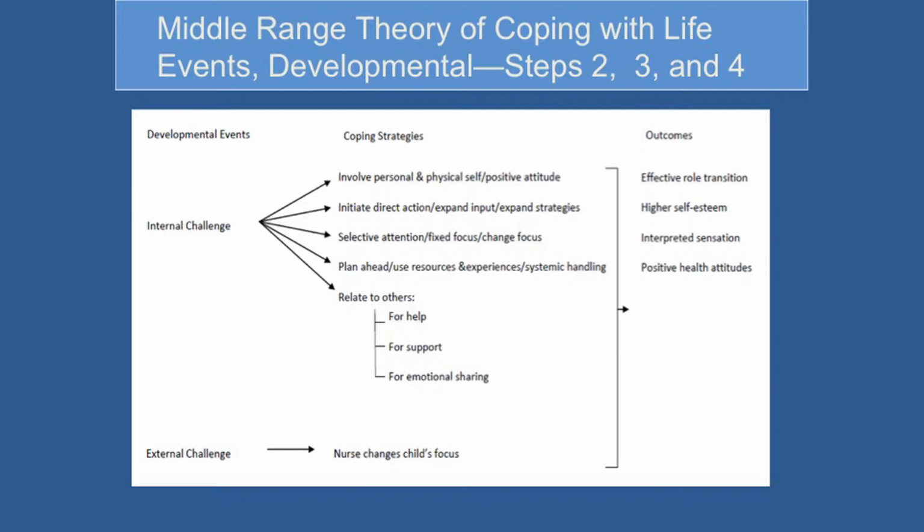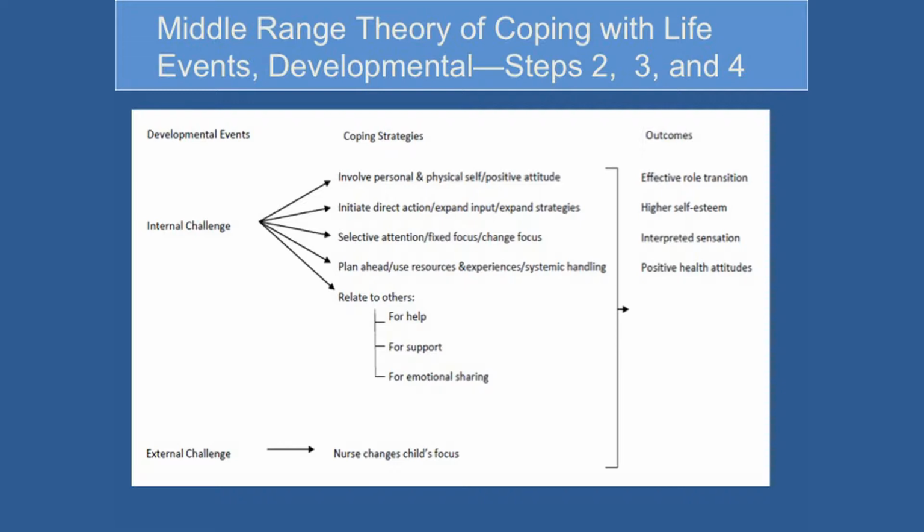The developmental events were divided into 2 broad categories of stimuli, and then the specifics under each one you'll read in the book. The internal challenges included such things as menopause, motherhood, etc.